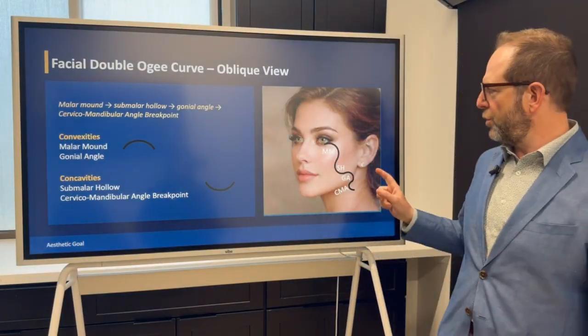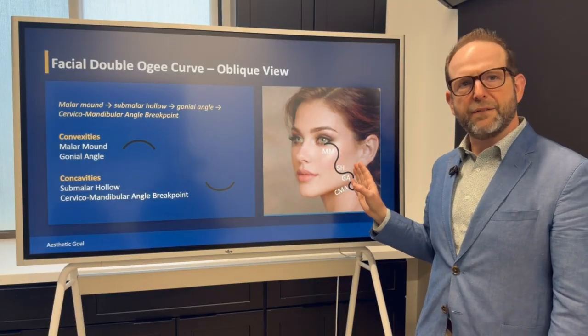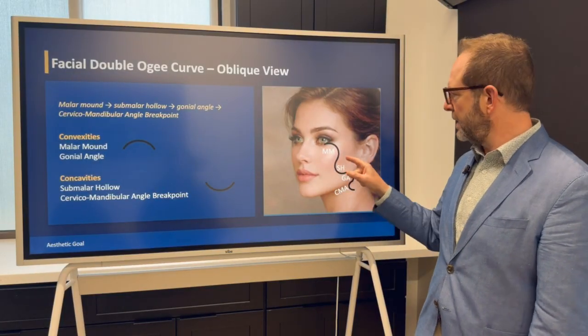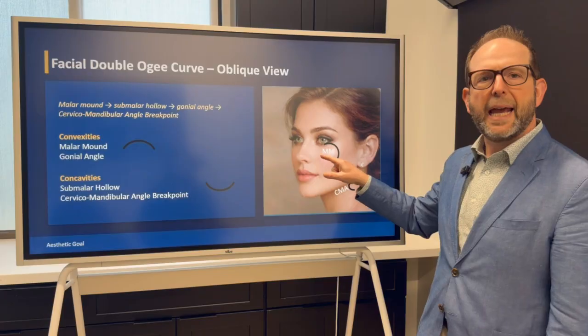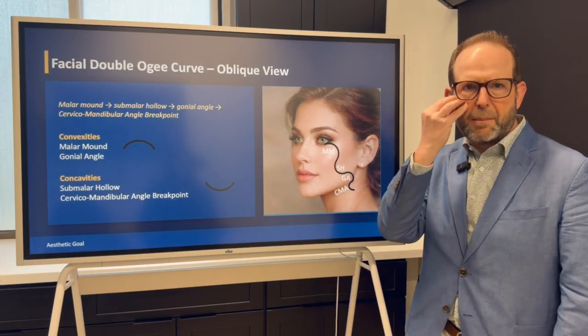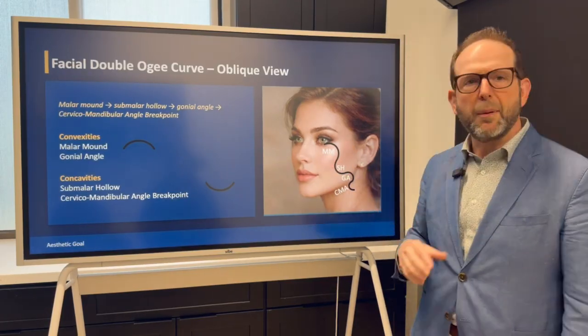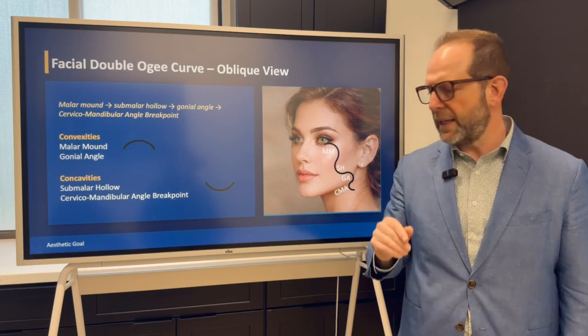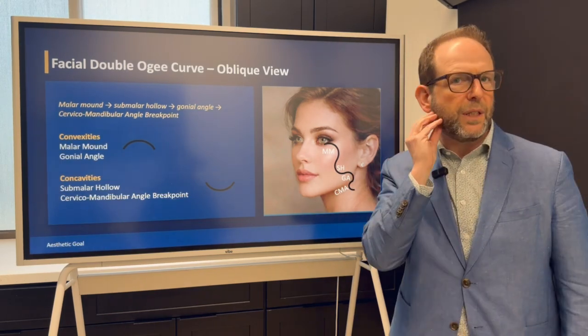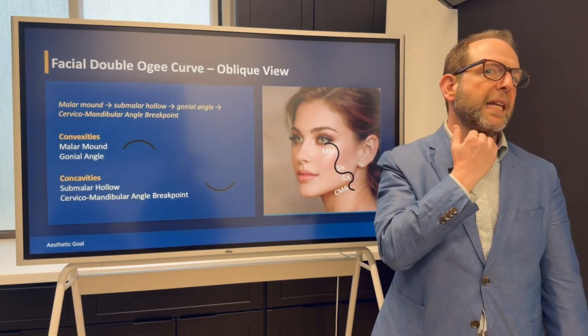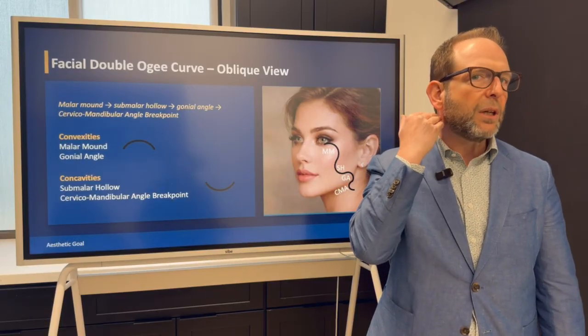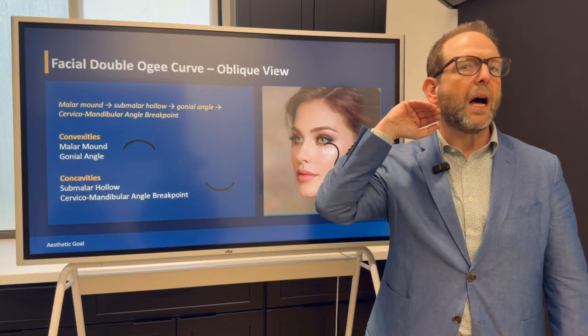Okay, so the double ogee curve in the face that we seek to create with the deep plane facelift is where we have a convexity, a mound at the malar eminence, a submalar hollow, so a little hollow in that region. We want to see a little bit of fullness once again in the gonial angle, and then in that cervical mandibular region, we want to have a hollowness there.